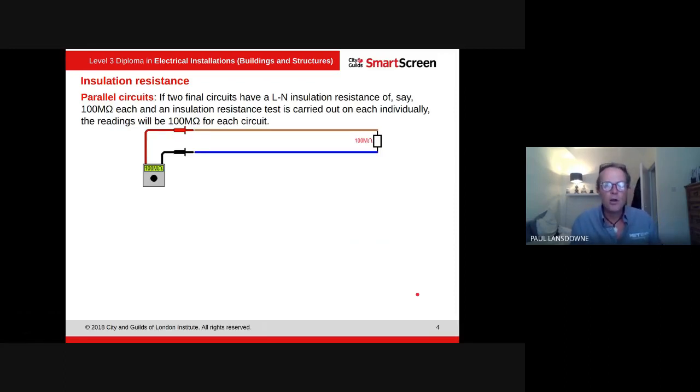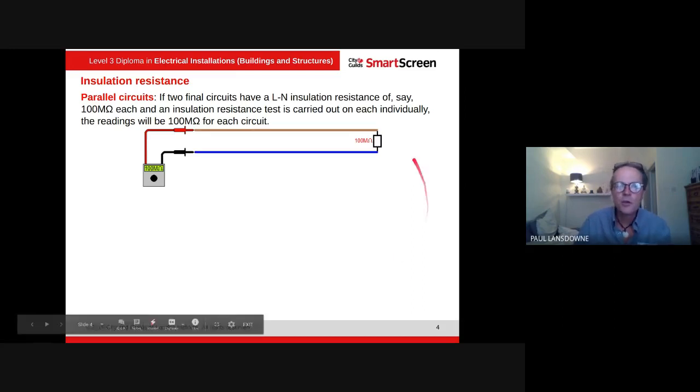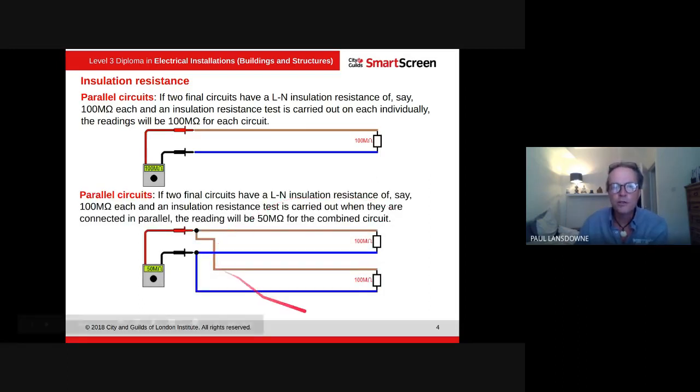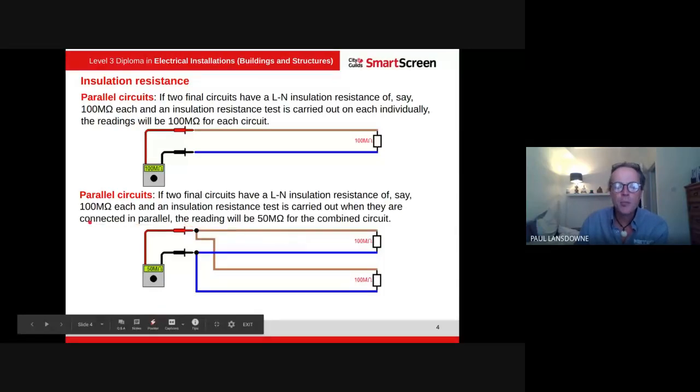And parallel paths, also going back to electrical science: if 2 final circuits have a live and neutral insulation resistance of, say, 100 megaohms each, and an insulation resistance test is carried out on individual circuits, there will be 100 megaohms for each circuit. So we're just testing one circuit here, doing the insulation resistance, and we're getting 100 megaohms. If we do, like we're going to look at now, a whole distribution board, and in this case the distribution board might have 2 circuits, we'll see we get a parallel circuit.